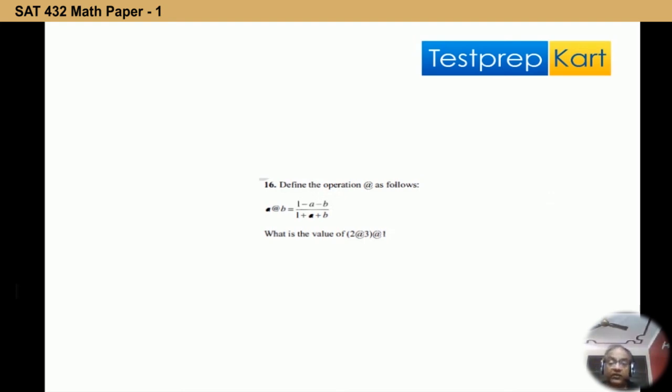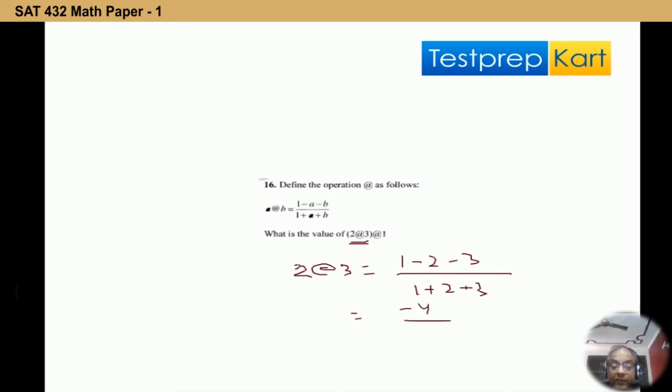Now here they have defined an operation which is actually a operation b equals 1 minus a minus b upon 1 plus a plus b. So what is the value of (2 operation 3) operation 1? Let's find out one by one. First let's find out 2 operation 3. After getting that value, we'll again find the value of this expression. According to the definition, it will be 1 minus 2 minus 3 divided by 1 plus 2 plus 3. So this is actually minus 4 upon 6, which is minus 2 by 3.